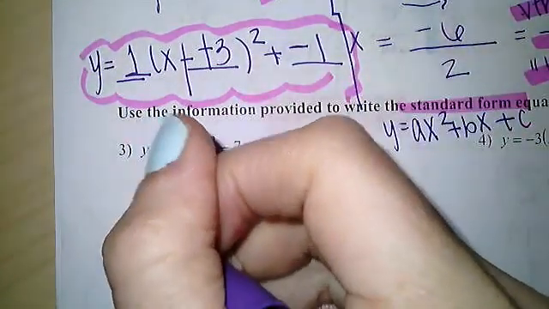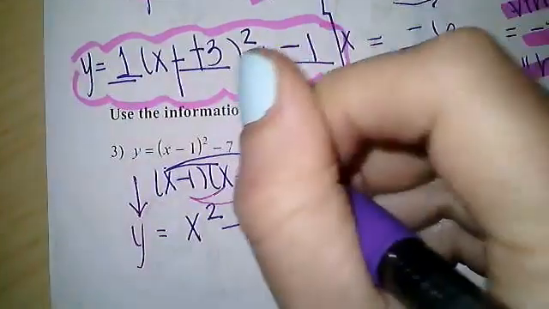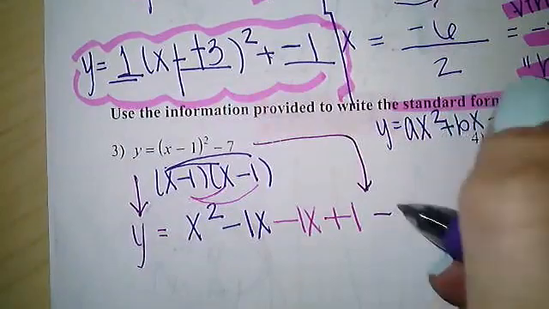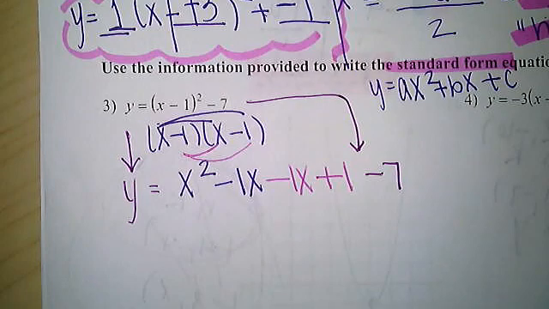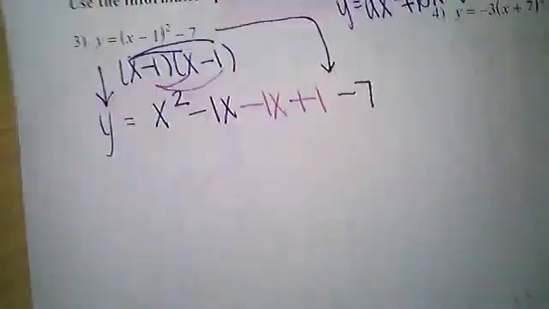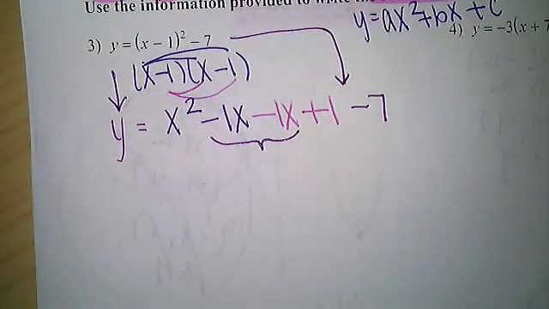Drop this other stuff down like this y and this -7. I don't want to forget about that stuff. I know this looks really kind of gross. Is there any like terms we can combine to make it look a little prettier? The negative 1x and the other negative 1x, and then the 1 and the -7. Good.